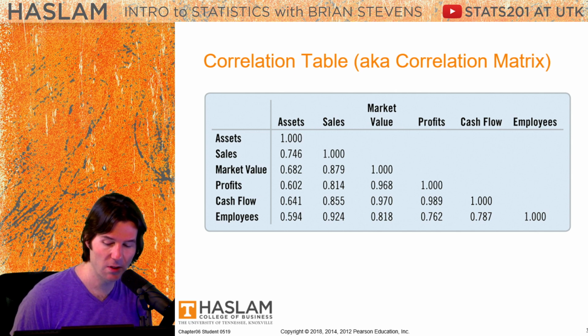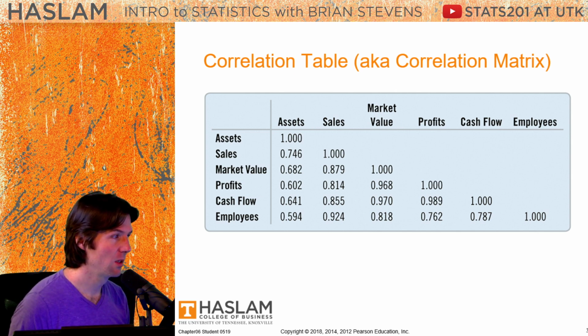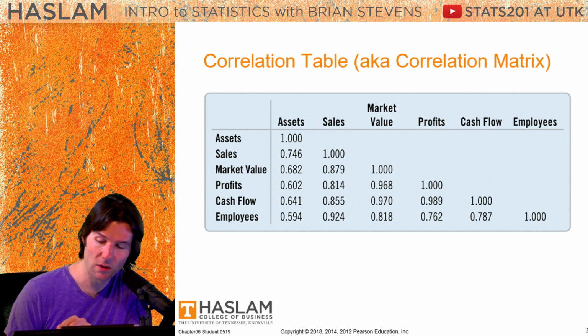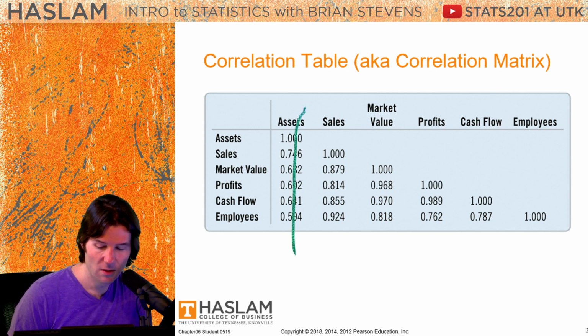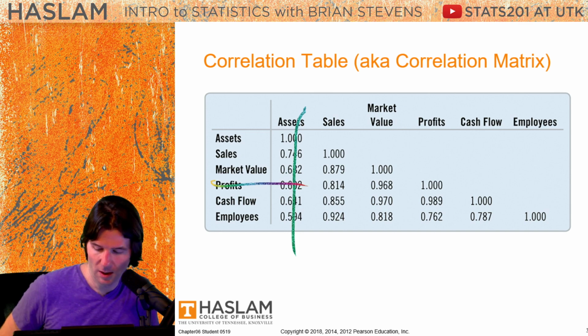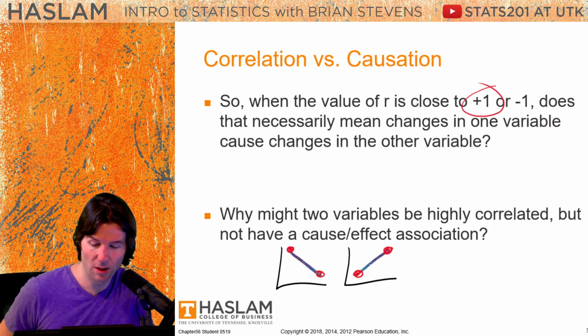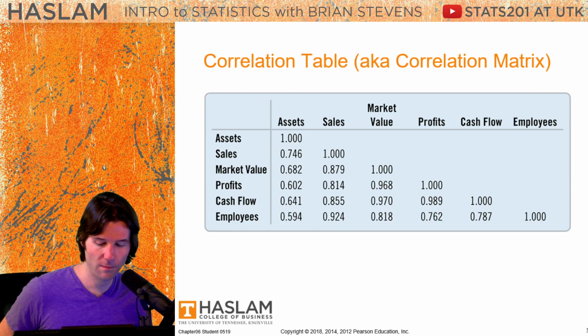Last 2 topics for this is a correlation matrix. So when you look at a correlation matrix right here, you say assets, and you say profits. And this one right here is the correlation between assets and profits.